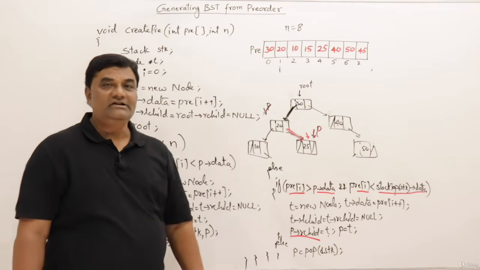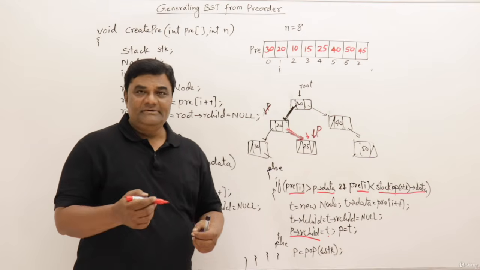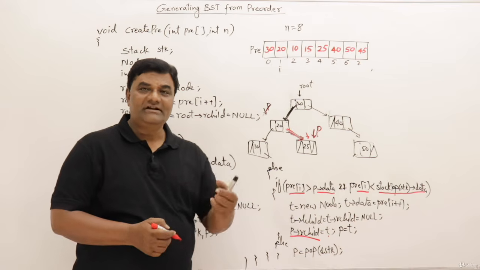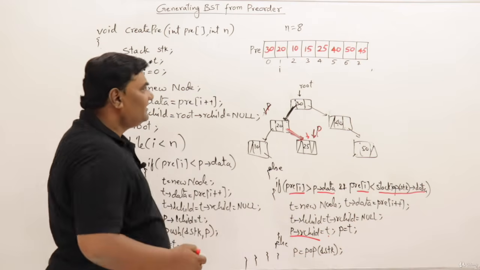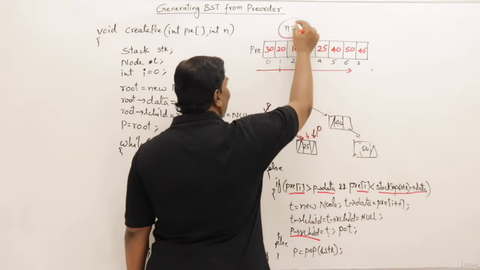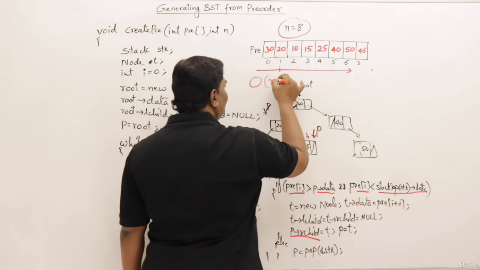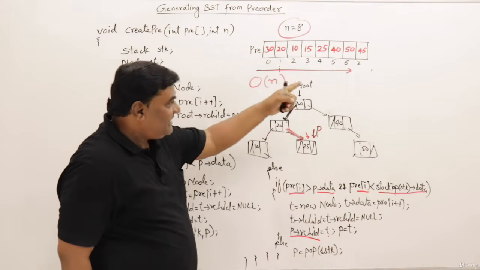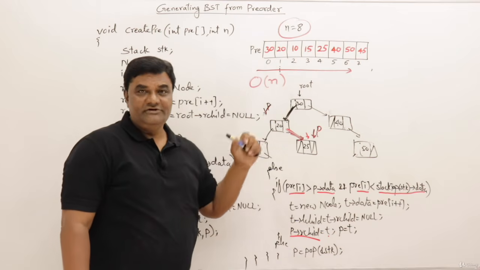We don't need in-order. Now, a little bit of analysis. How much time has it taken? What work have we done? We have just scanned through all these elements. So how many elements are there? n. So time is order of n. Based on the work that I have done, I told you the time.